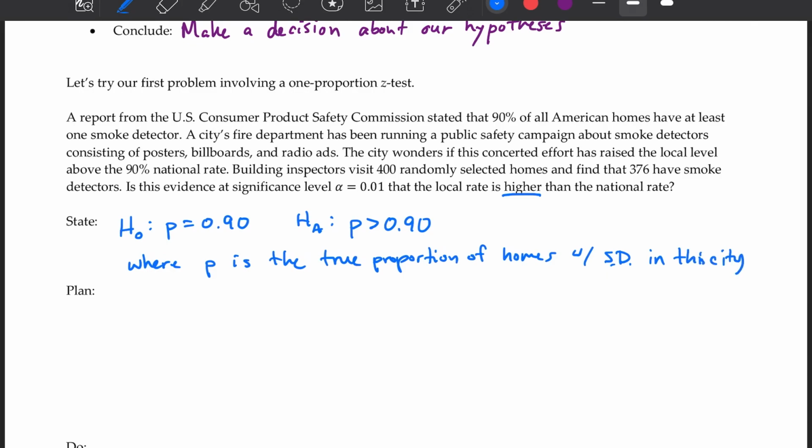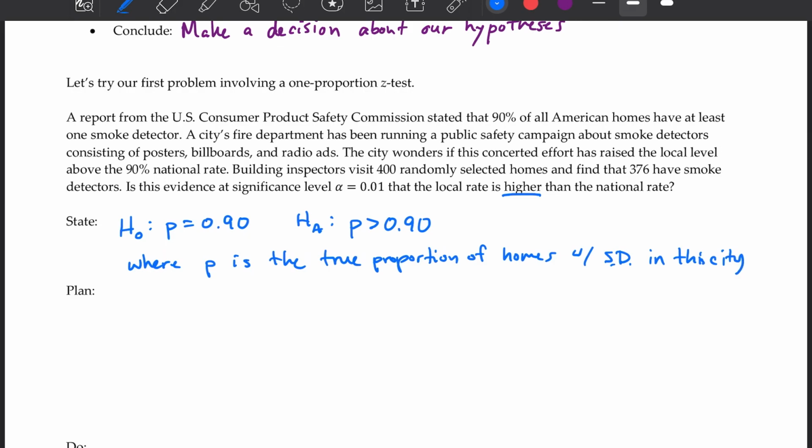Kind of ran out of room. Usually there's a lot more room for us. You could write out the actual word smoke detector. All right, so that's it for the state phase. So state the hypotheses and state what variables you're going to be using. So P in this case, not P hat, because we're thinking about the population of the whole city. P hat would be about our sample here.